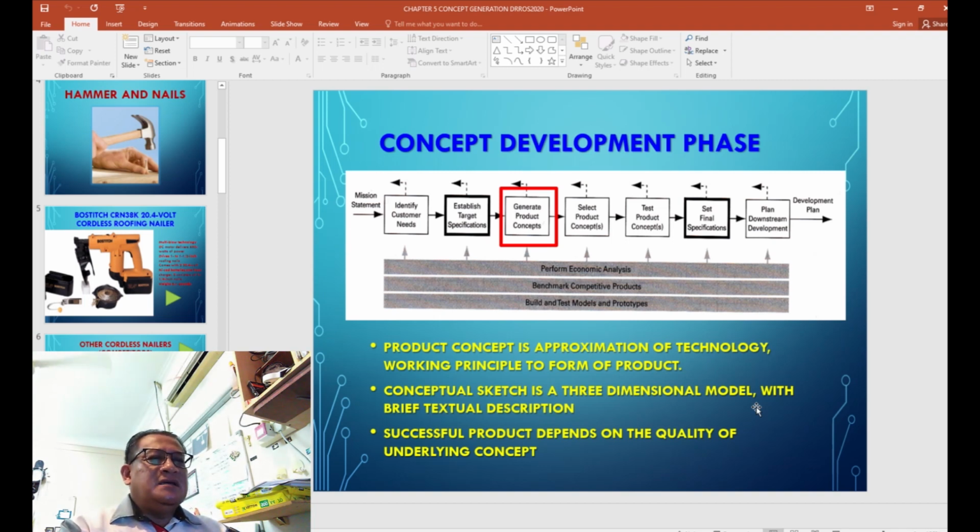Normally there is a conceptual sketch of this model in three-dimensional format, with a brief description of how the product actually works. And this product concept is very important in order to ensure the success of the product to be introduced to the market, which depends highly on customer usage, its quality, and also the product performance.